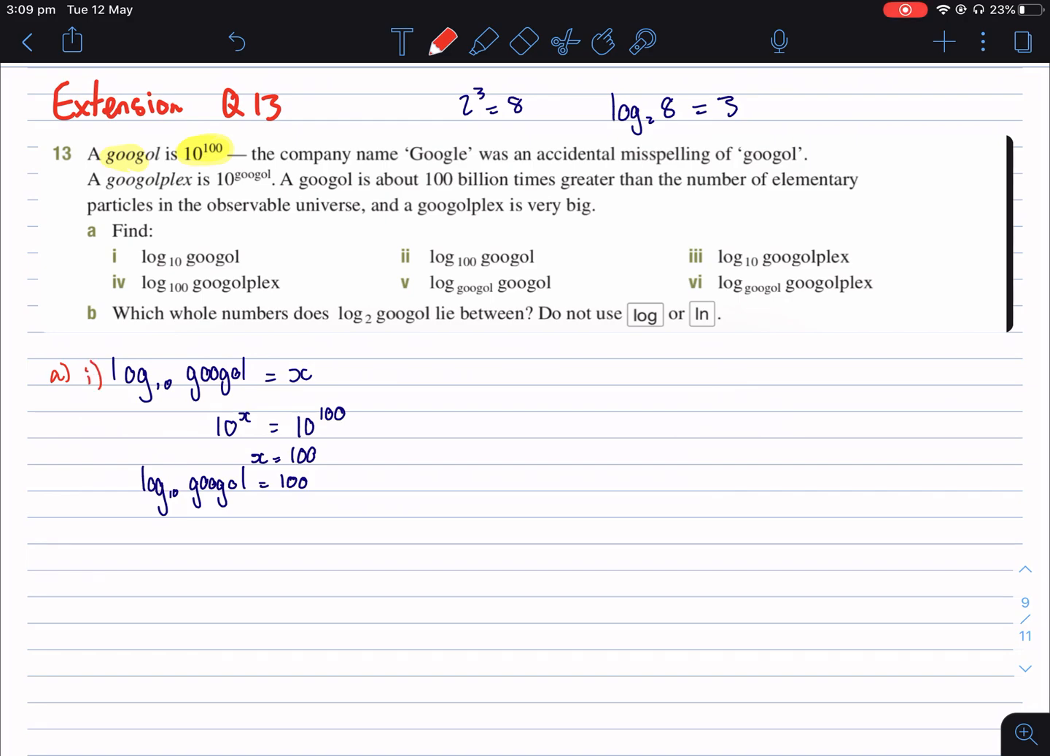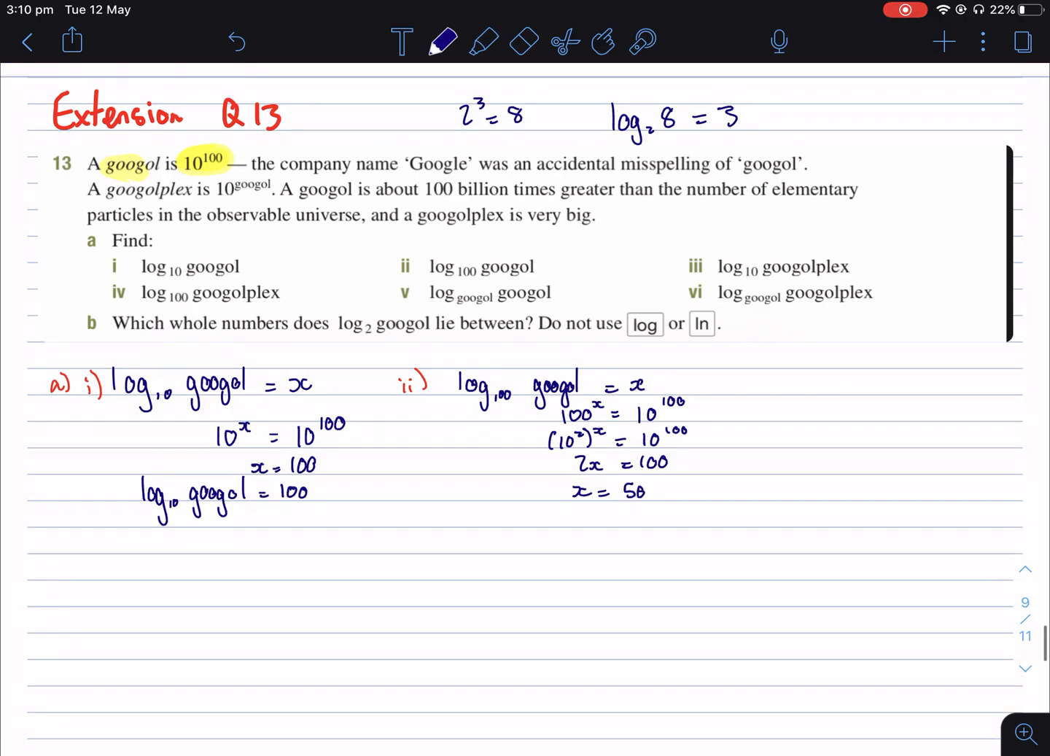If we have log base 100 of a googol, I'm going to call that equals x. So that means 100 to the x equals, now a googol is 10 to the 100. So this is 10 squared to the x equals 10 to the 100. So 2x equals 100, because I'm equating the indices, x equals 50.